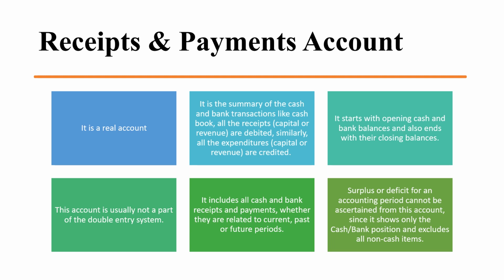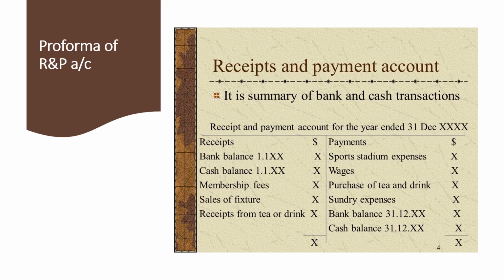The final surplus or deficit for an accounting period cannot be ascertained from this account. You cannot calculate the profit or loss, or what you call a surplus or deficit, from this account, since it will only show the cash and bank position, and it will exclude all non-cash items. If the items are in cash, only then will they be included in this account. All other items will be excluded.